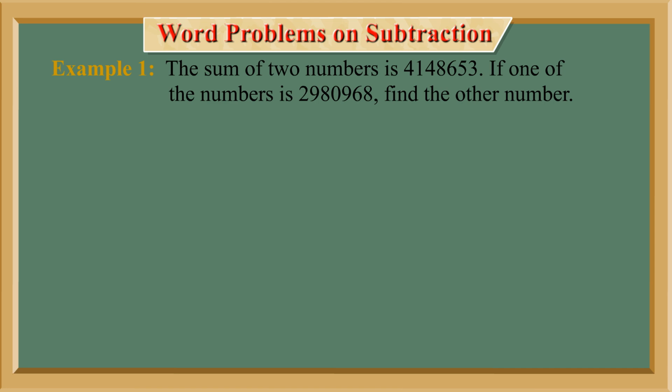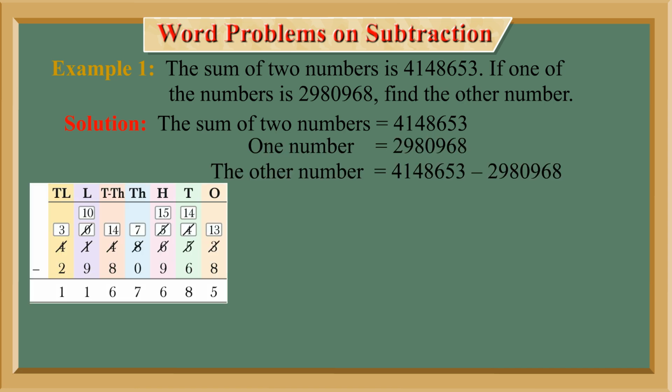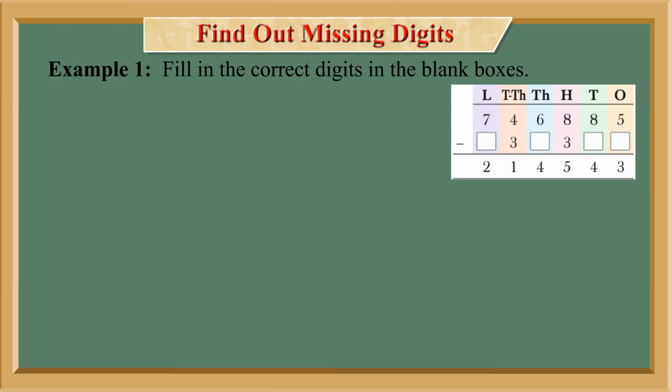Word problems on subtraction. Example 1. The sum of two numbers is 41,48,653. If one of the numbers is 29,80,968, find the other number. Solution. The sum of two numbers is equal to 41,48,653. One number is equal to 29,80,968. The other number is equal to 41,48,653 minus 29,80,968. Thus, the other number is 11,67,685.